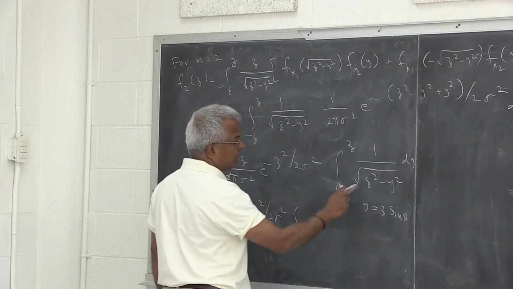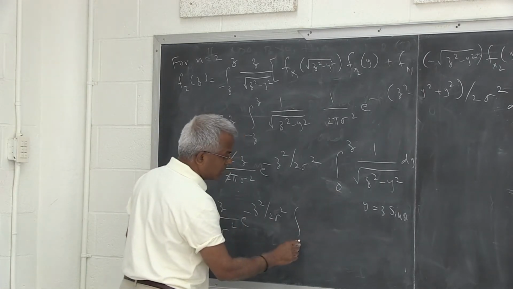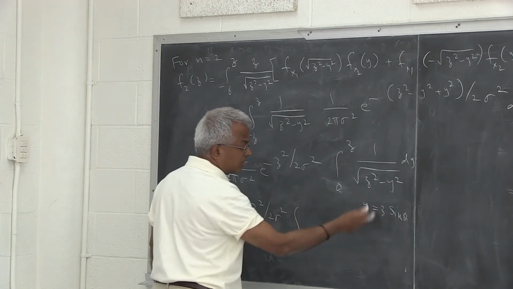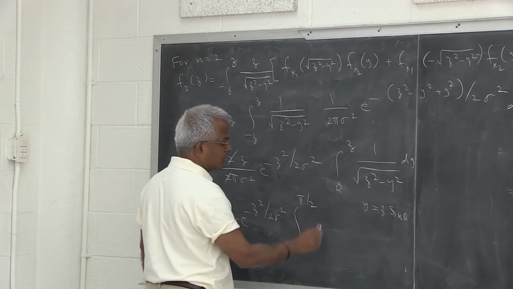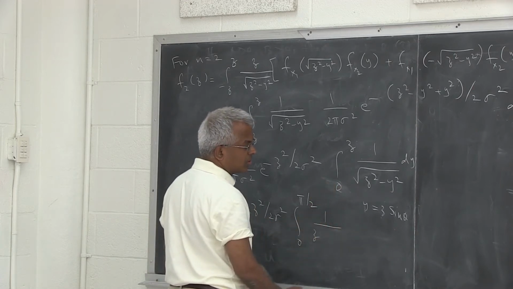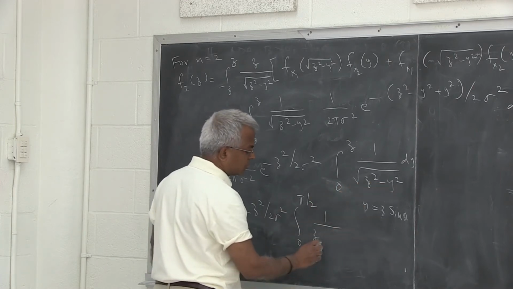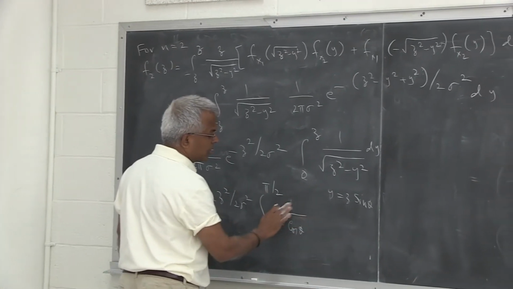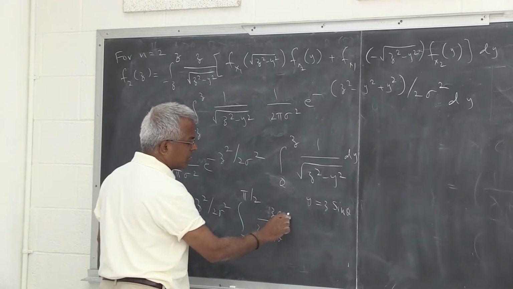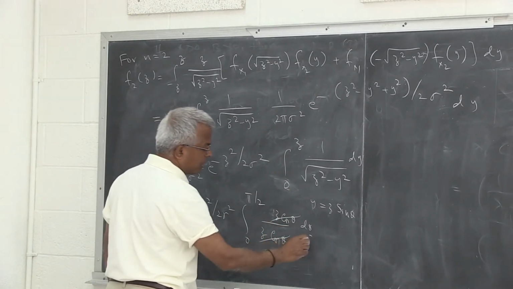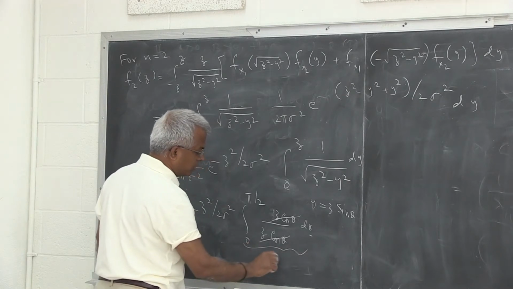Now, when y is 0, theta is 0. When y is z, z cancels, you get sine theta equal to 1, or theta equal to pi by 2. This is 1 over z, z goes outside. 1 minus sine squared is cos squared, so this is cos theta. And the derivative is going to be z cos theta d theta. So this cancels with this. The answer is pi by 2. So the whole thing is pi by 2.